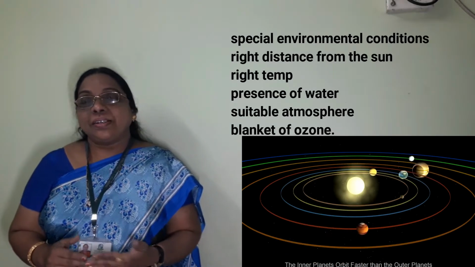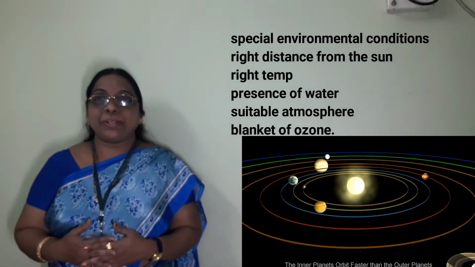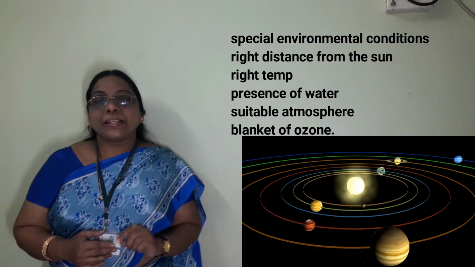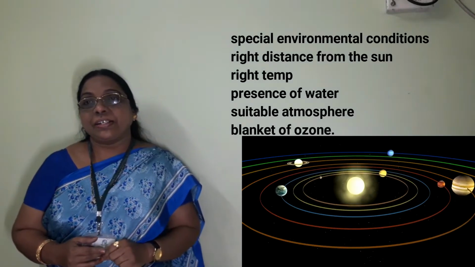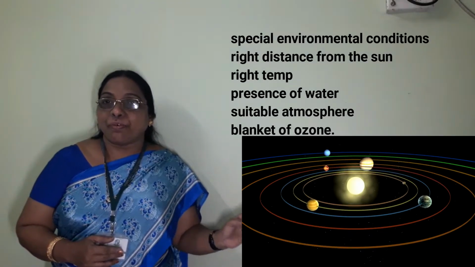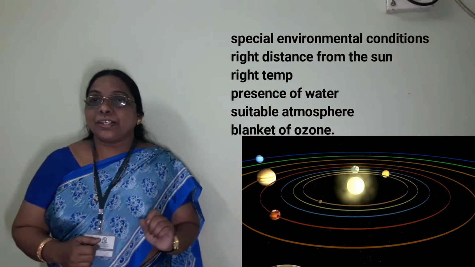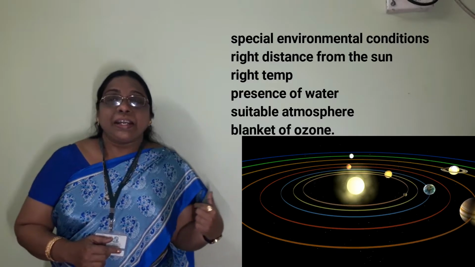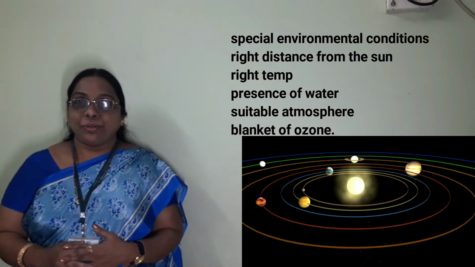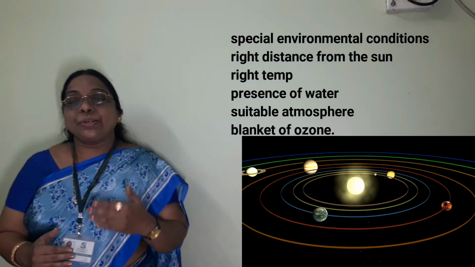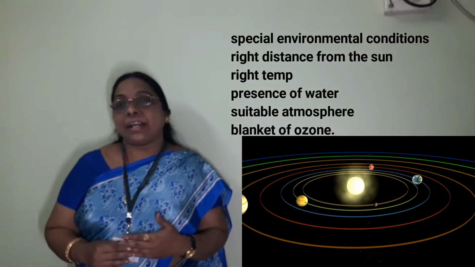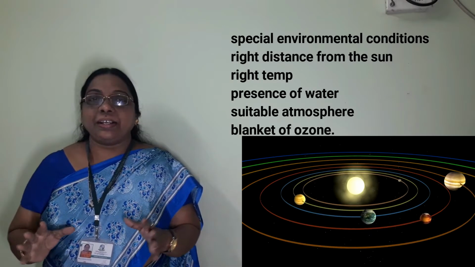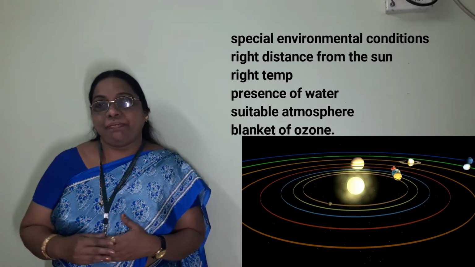What are these special environmental conditions? The first one, as I said, is the right distance from the sun. The second one is the right temperature. The third one is the presence of water. And the fourth is the suitable atmosphere. And the next and last one is the blanket of ozone. Okay, so all these special environmental conditions make it possible for human beings to live on the Earth in a sustainable, comfortable way.